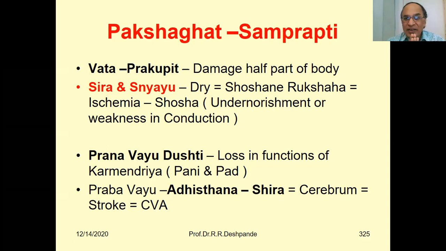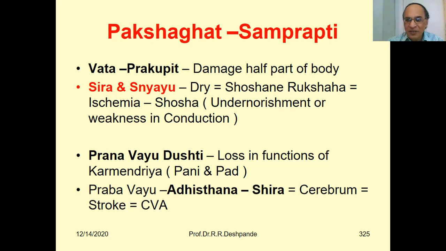So, there is a damage to the half part of the body. Pakshaghat. Paksha, not bird. Paksha means extremity. Hand or leg is called a paksha in Ayurveda. Sira and snayu upadhatu are damaged. Dryness is there. Shoshana, rukshata. Shoshana, ischemia. Undernourishment or weakness in the conduction, in the circulation to the brain.